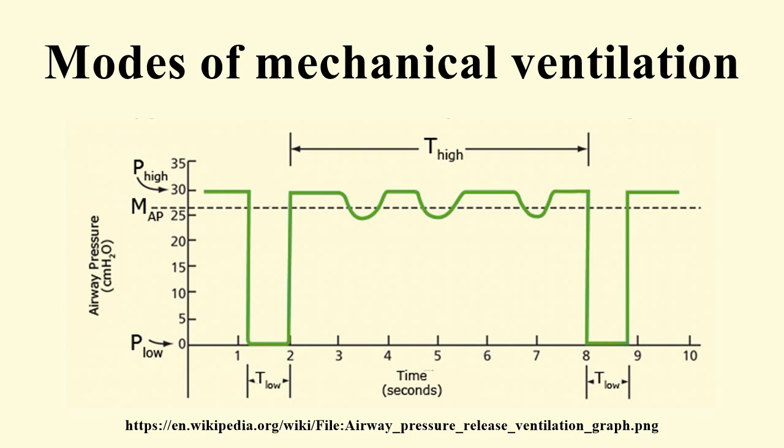Descriptions of common modes. Assist mode, control mode, and assist control mode. A basic distinction in mechanical ventilation is whether each breath is initiated by the patient or by the machine. Dynamic hybrids of the two are also possible, and control mode without assist is now mostly obsolete.